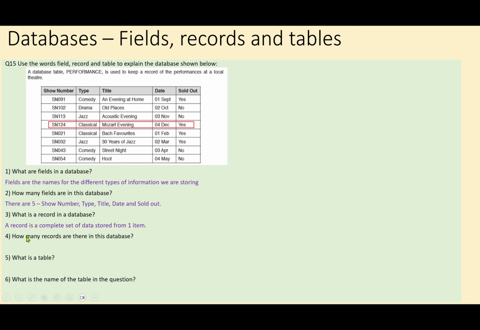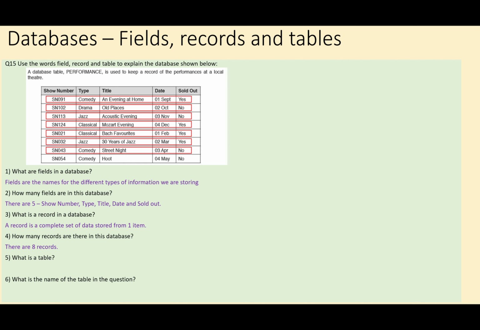So the next question is, how many records are there in this database? So we can count them. There are 8 records: 1, 2, 3, 4, 5, 6, 7, and 8. So you can see there are 8 complete sets of data for the performances. If you're ever counting the records, it's really important you don't count the row at the top, which is just the names of the fields. Just count the complete sets of data.